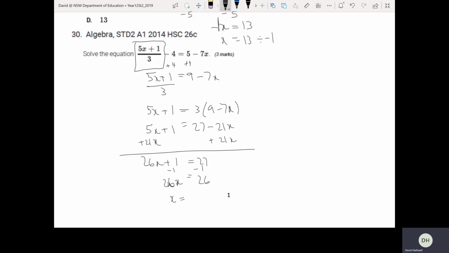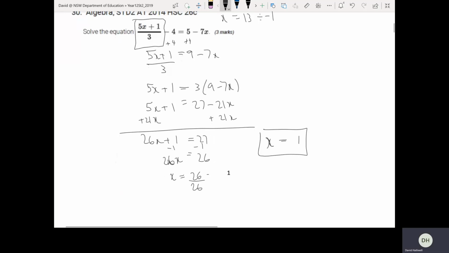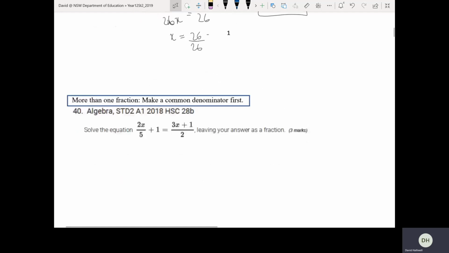And then to undo that times, we divide. 26 over 26, which is just 1. The answer to that one was 1. 3 marks for that in the HSC. So there can be a lot of marks just for your ability to solve equations. So make sure you know how to do it.